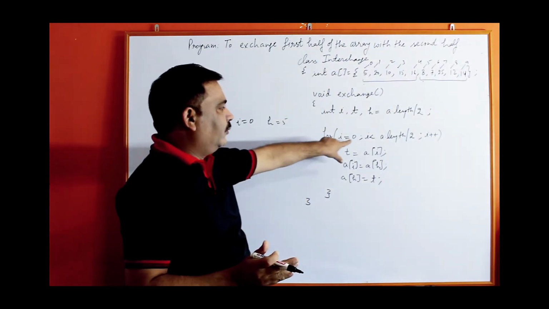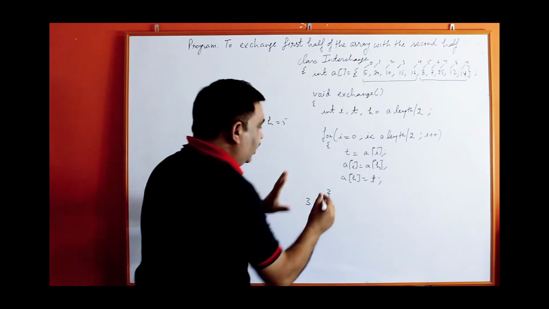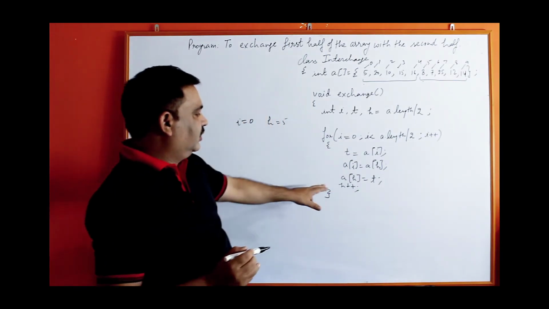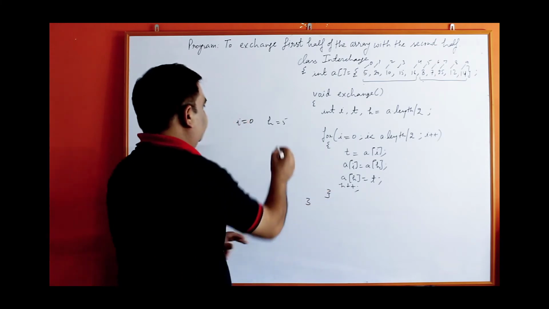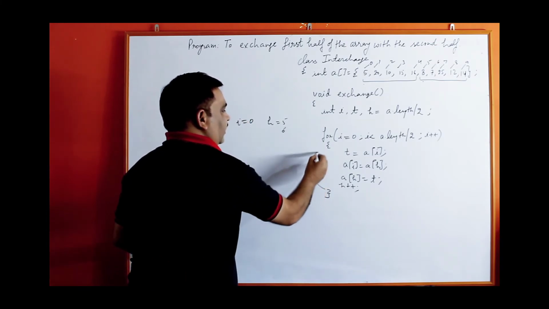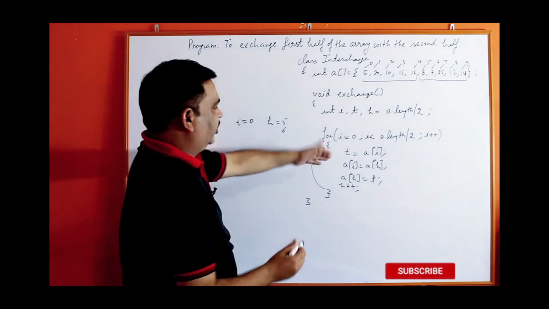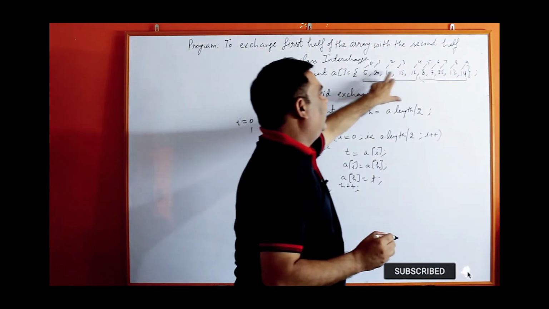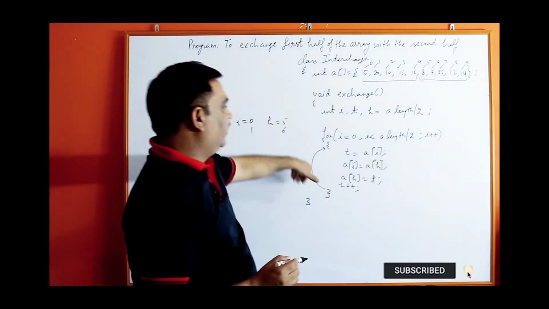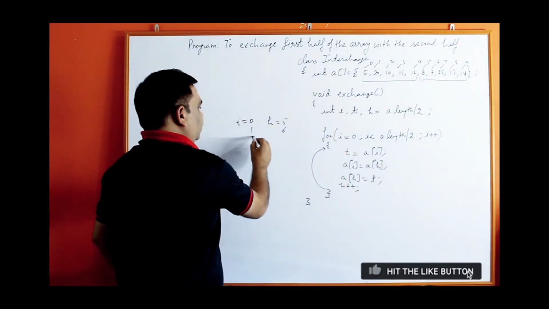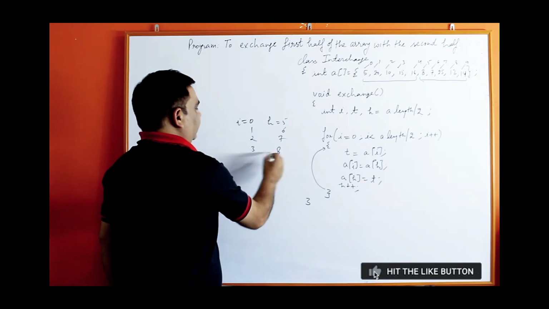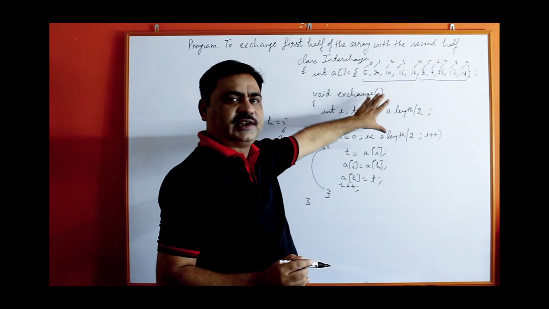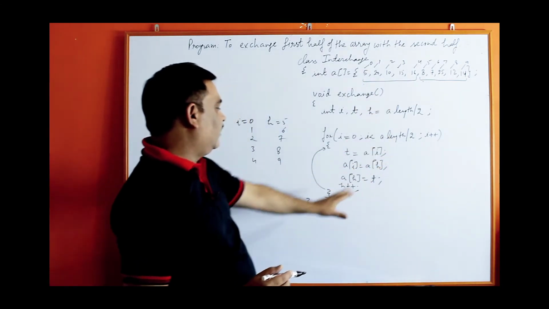Next time i will be 1, and you have to increase the value of h by 1 here, h plus plus. So h will become 6, and after the second iteration i will become 1. So the 1 and 6 index values will be exchanged, 20 and 7. Same way 2 and 7 will be exchanged, 3 and 8, 4 and 9. So in such a way you can exchange the first half of the array with the second half.